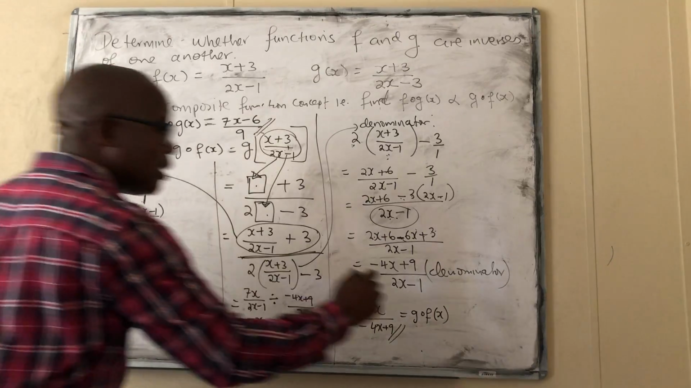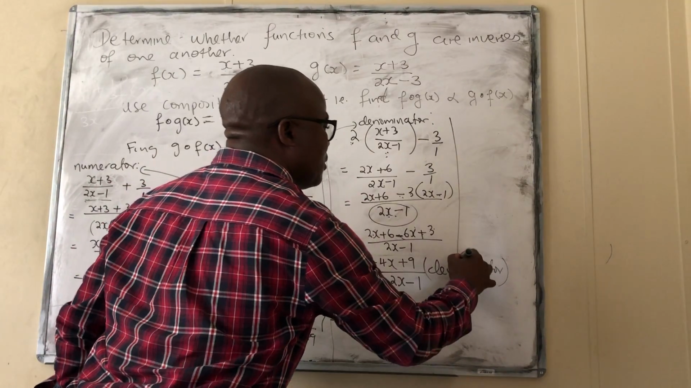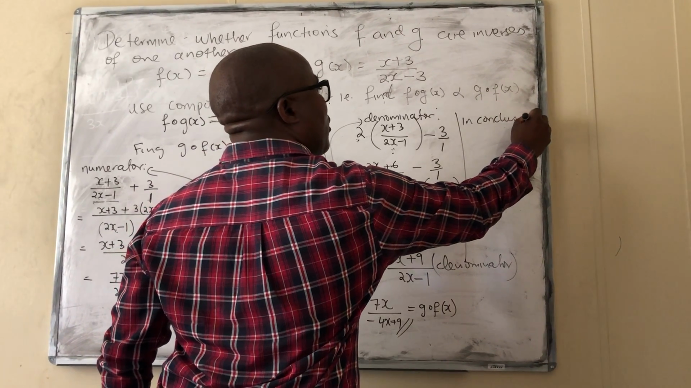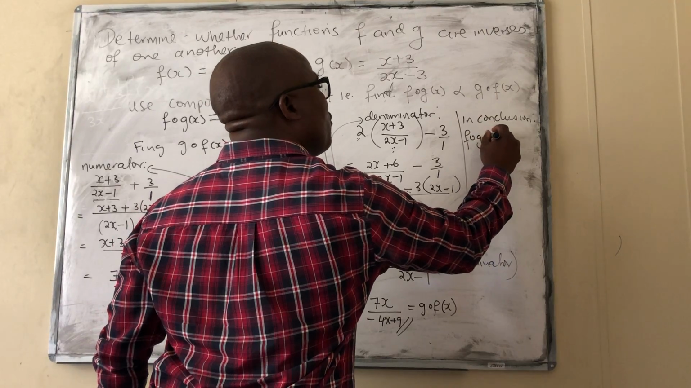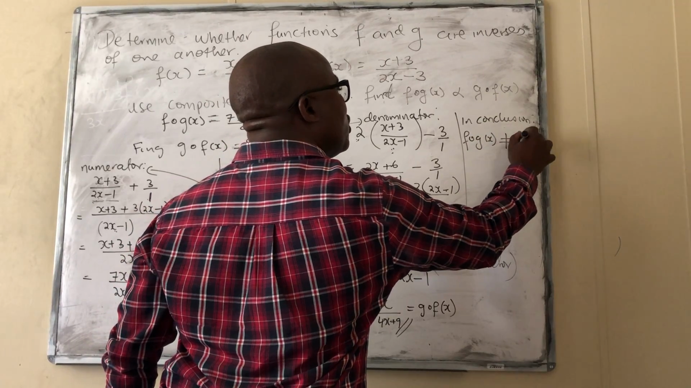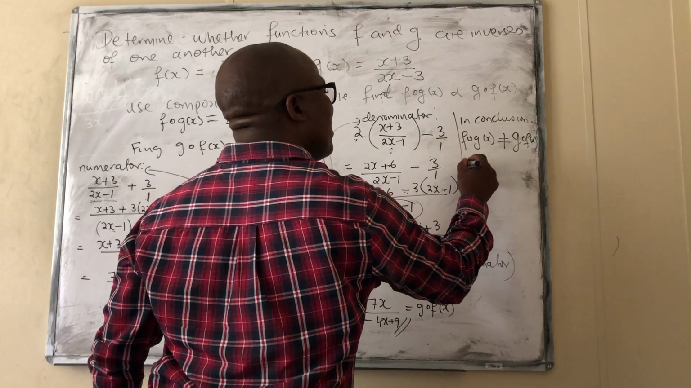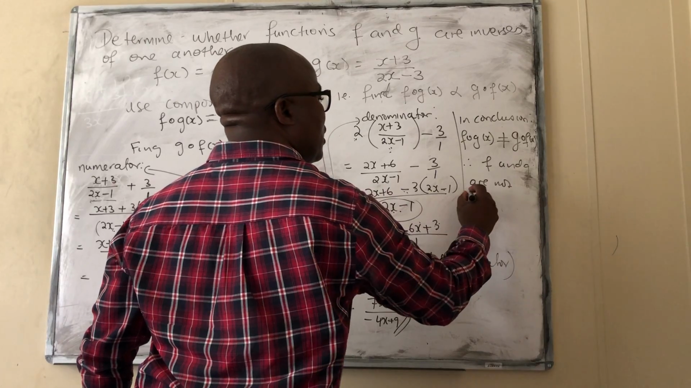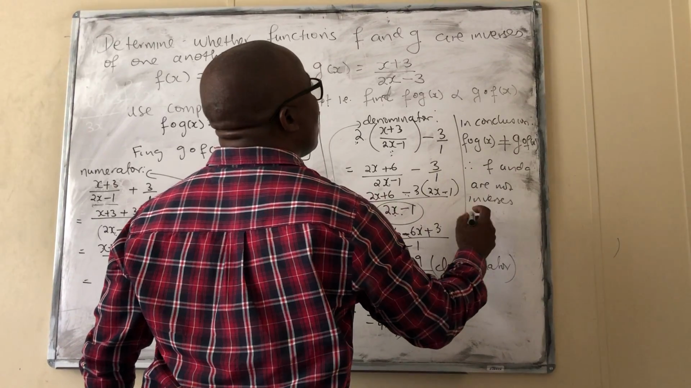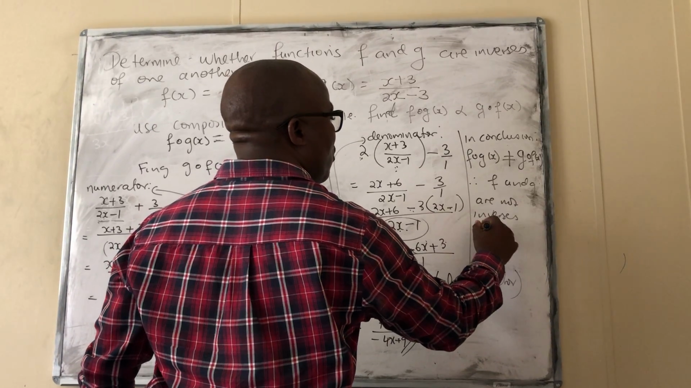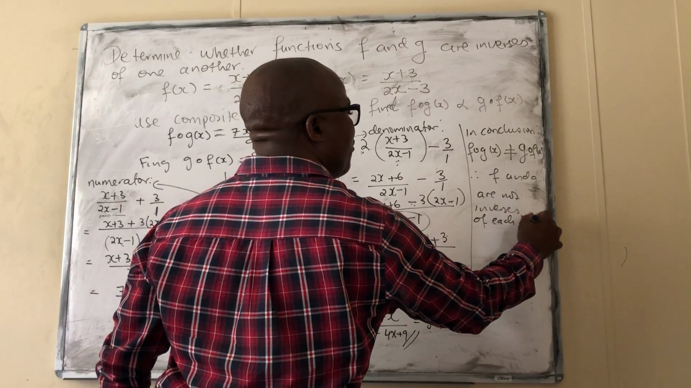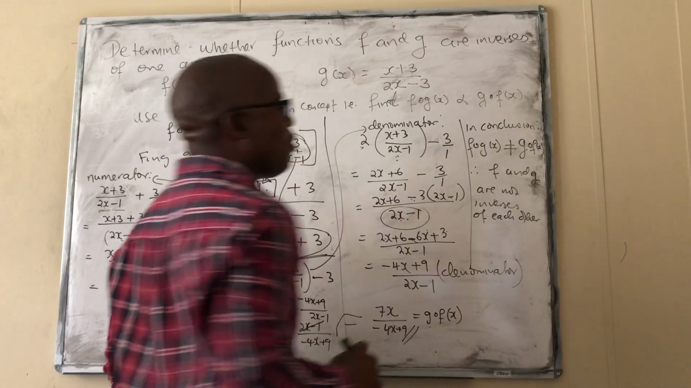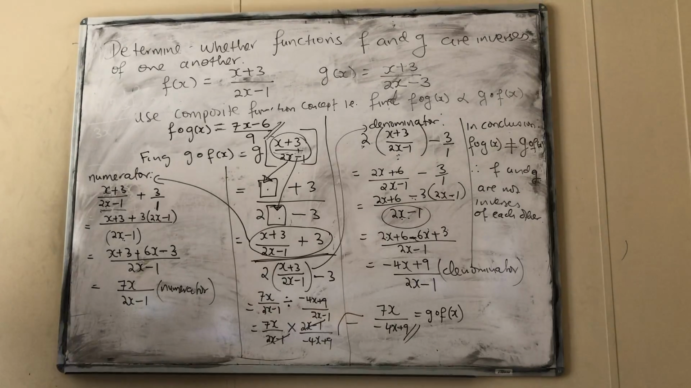In conclusion, f circle g of x is not equal to g circle f of x. Therefore, f and g are not inverses of each other. The function f and function g are not inverses of one another. So that is the conclusion that we draw.